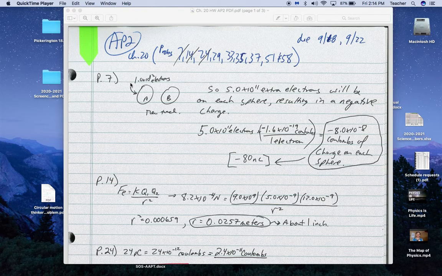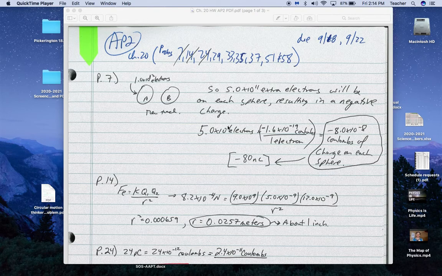So I've got an extra 1 times 10 to the 12th electrons, I shoved them here, touched, and then separated the spheres apart. So half that amount, or 5 times 10 to the 11th electrons, will be on each sphere. And that's assuming they're the same radius. It actually doesn't matter if they're the same type of metal or not, but it does matter that they're the same radius.